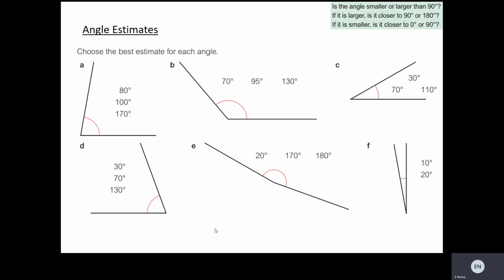Okay, so I'll give you roughly about 3 minutes now. I want you to look at the angles you see on your screen, and I want you to give me the best estimate for each of the angles you see on your screen from A to F. I'll give you 3 minutes, and then we'll go through the answers together.